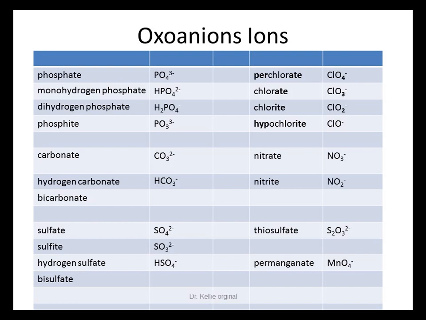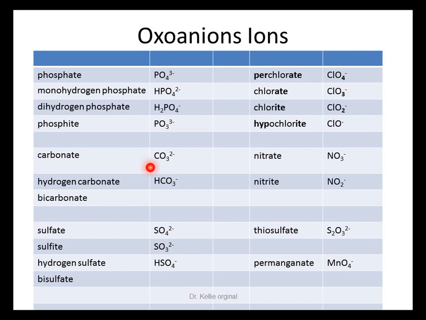Let's take a look at our phosphates, and these same rules for phosphates would apply for phosphite. If you add a hydrogen nucleus to phosphate, you're adding one hydrogen, so you'd say monohydrogen phosphate, and the charge goes to 2 negative. If you add 2 hydrogens, it's dihydrogen phosphate, and the charge goes to -1. And we could have monohydrogen phosphite, and we could have dihydrogen phosphite as well.